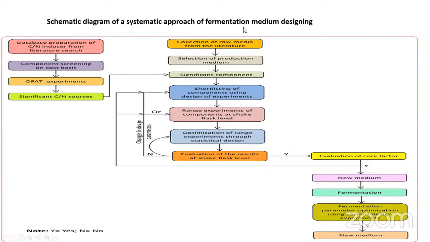For a systematic approach to designing a fermentation medium, we basically have a database in which the C by N ratios of the inducers are taken from the literature. You do a component screening based on the costs of the materials. You run a series of experiments to decide which are the significant C and N sources you can use. Once you have taken these sources, you put them into a design of experiment format and shortlist the components at the shake flask level. Once the shake flask level is done, you optimize through statistical design, evaluate your results, pick the core elements, and move to the fermenter runs. Even in the fermenter runs, you pick up the new medium, do optimization experiments, and finally narrow down on the medium to be used.